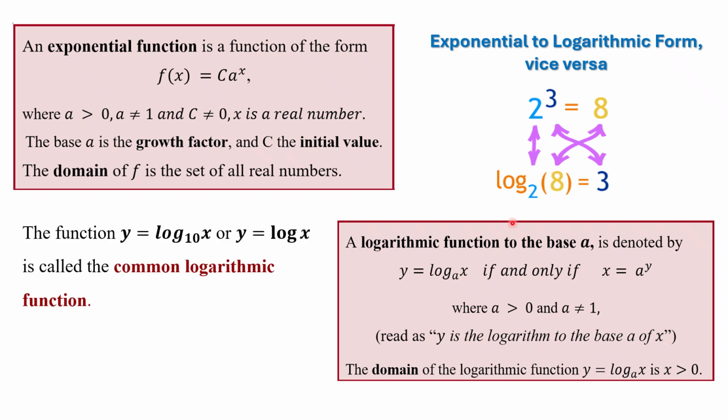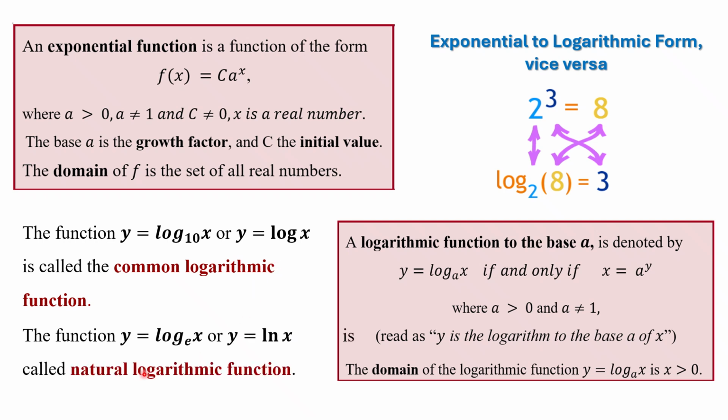There are two types of logarithmic function. The first one is the common logarithm. The function y equals log base 10 of x is commonly written as log x. So this is a logarithm with base 10. Another one is the natural logarithmic function, which is y equals log base e of x, or it can be written as y equals ln x.